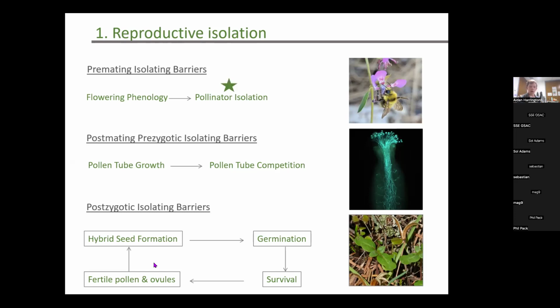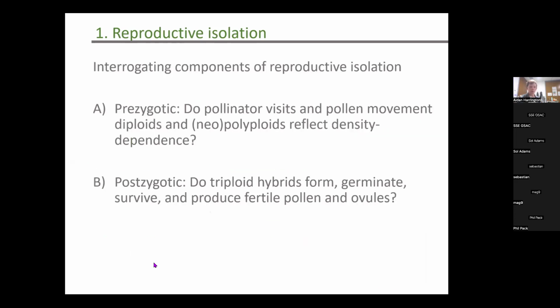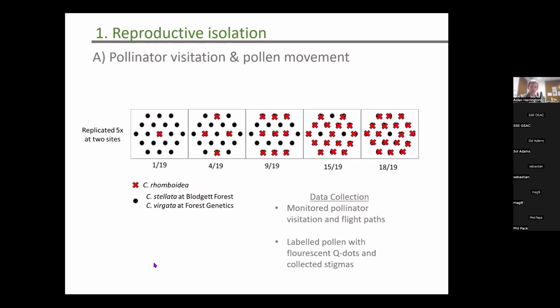So I'm going to talk about my experiments looking at pollinator isolation and some of these other post-zygotic barriers. In terms of the pre-zygotic component, do pollinator visits and pollen movement between diploids and neopolyploids reflect density dependence? And in terms of the post-zygotic component, do triploid hybrids form, germinate, survive, and produce fertile pollen and ovules? So to get at the first question, I did this really big experiment last summer looking at pollinator visitation and pollen movement between inflorescences of the diploids and the polyploid.